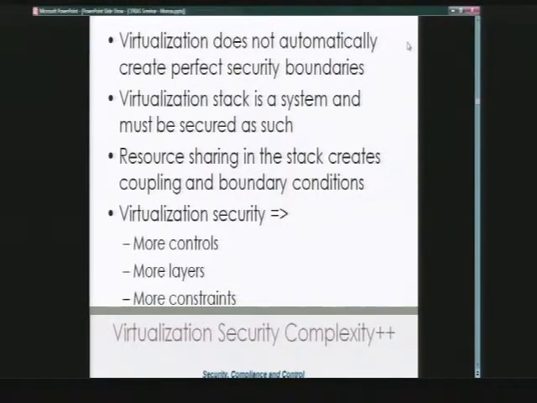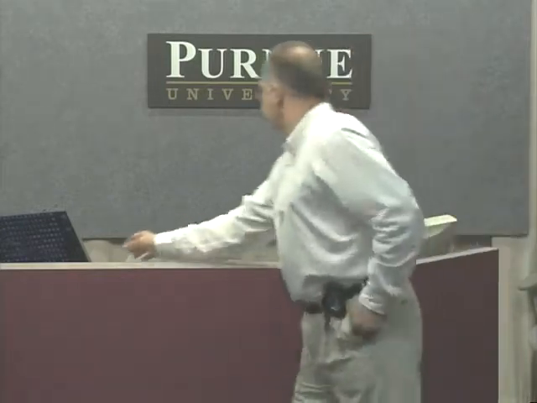Resource sharing in the stack creates some coupling and boundary conditions that we'll talk about in more detail, which is the primary focus of this presentation. And separately, virtualization security implies that you're going to be monitoring more controls, more layers of technology, and have more constraints than you ever had when you weren't virtualizing. Just the heads-up comparison, and we'll make that more clear. That is the point of this presentation. So if I haven't touched that base by the time this presentation is over, you really ought to let me have it.